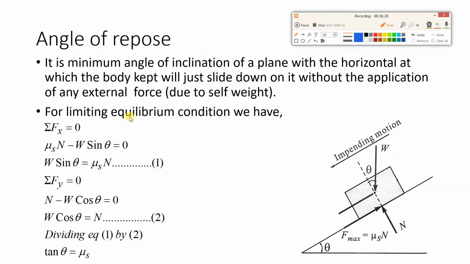Now for the limiting condition, what do we have? Limiting condition means the body is just about to move. In that case the frictional force will be F max. So if you consider this FBD and apply the condition of equilibrium, summation Fx equal to 0, what we can write is F max is equal to mu n.